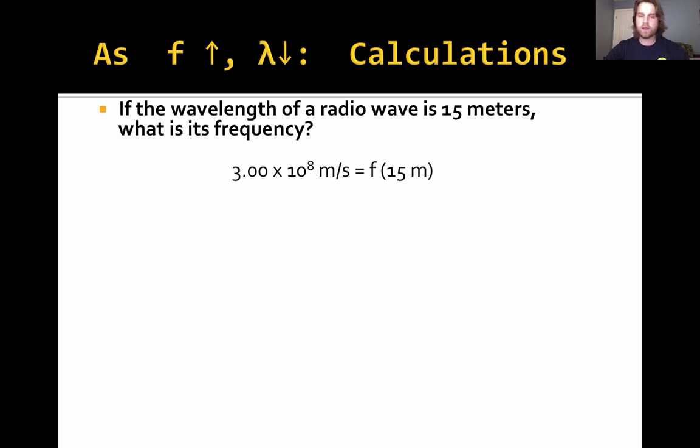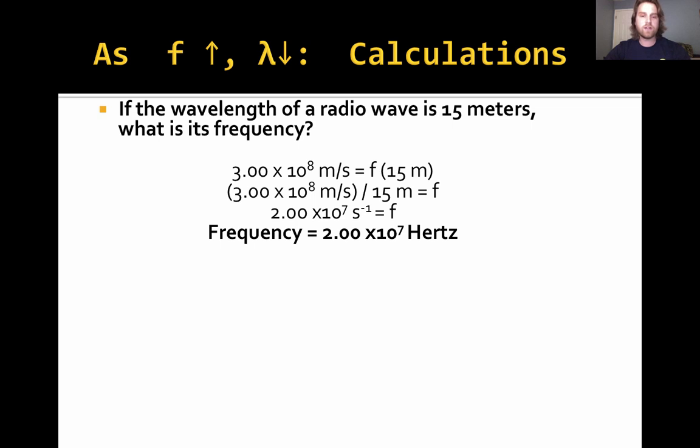Well, we plug it into the equation here. We know speed is 3 times 10 to the 8th meters per second. We're going to say that is equal to frequency times the wavelength, which is 15 meters here. Okay, so we need to get our variable by itself. So we need to divide both sides by 15 meters. So frequency is equal to 3 times 10 to the 8th divided by 15. And that will give us the frequency, which is 2 times 10 to the 7th. And the unit for frequency that we use is hertz.